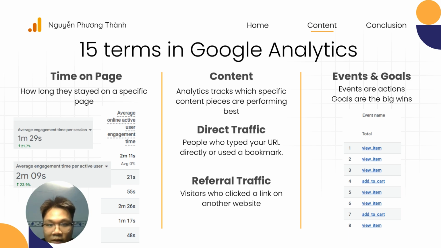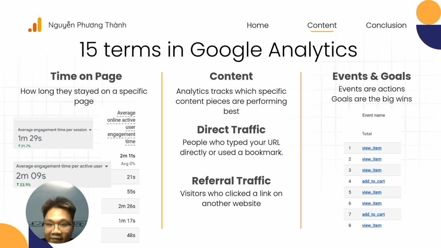Direct traffic. People who typed your URL directly or used a bookmark. These are often your most loyal returning users. And different from that is referral traffic. Visitors who clicked a link on another website, like a blog or news article, to get to you.